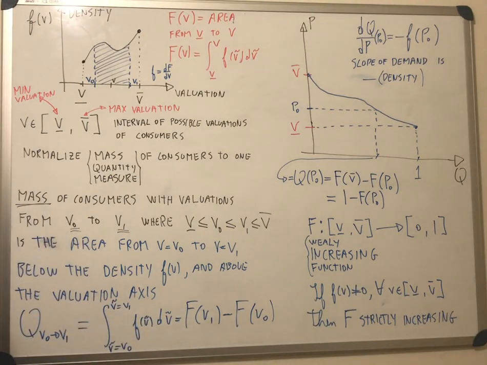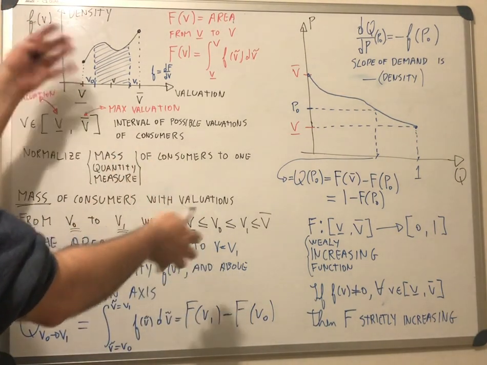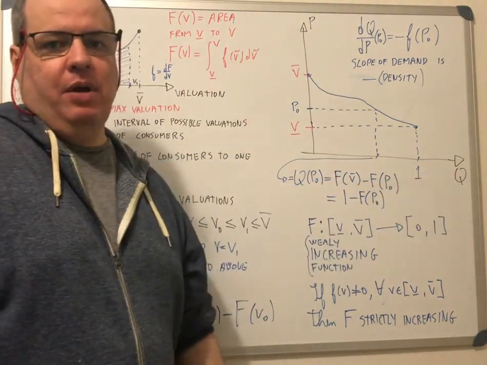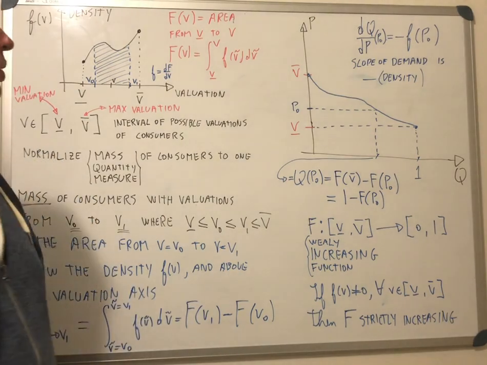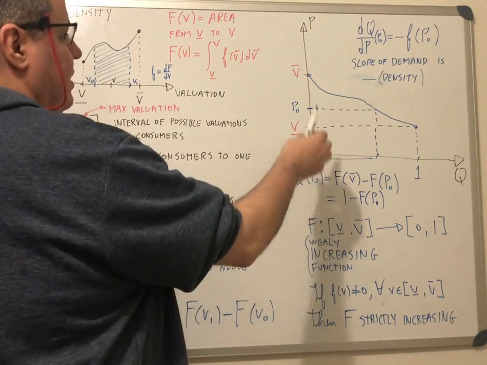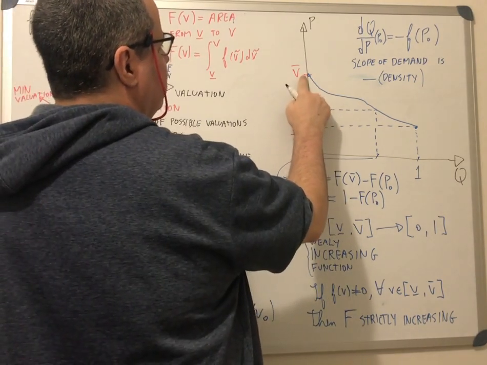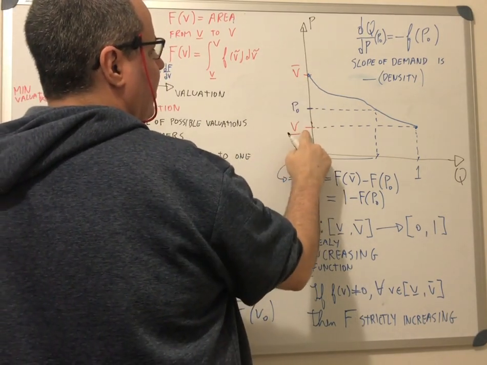And how do we transport all of this machinery to our usual price-quantity diagrams? Well, in that case we do this: I have the maximum valuation, V upper bar, and the minimum valuation.